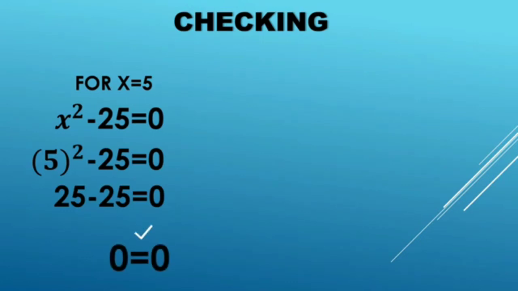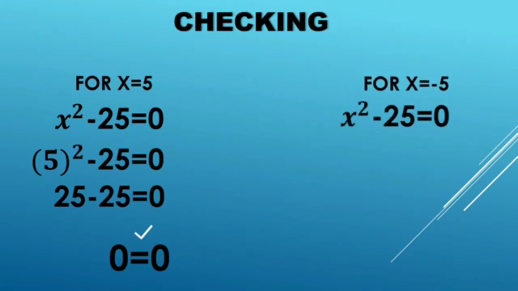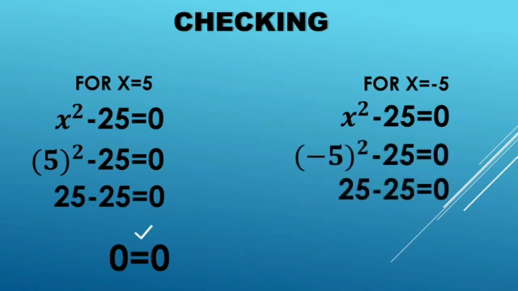For the next one, for x equal to negative 5, x squared minus 25 is equal to 0, negative 5 squared minus 25 is equal to 0, 25 minus 25 is equal to 0, 0 is equal to 0, it means that it satisfies the equation. Both values can satisfy the equation, so it means that positive 5 and negative 5 are indeed roots of this equation.